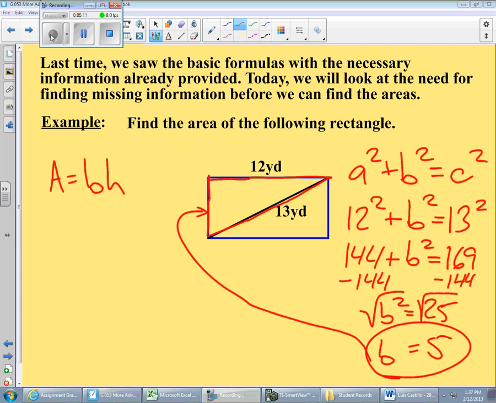So we're on the doorstep of finding the answer here. We just have to finish it off. We need to plug into our area formula. We already said that the base was known at 12. We just discovered that our height was going to be 5. So our area is 60 square yards.